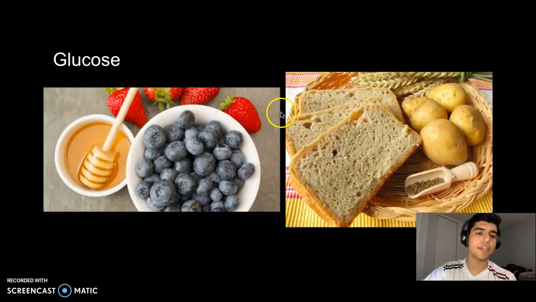So glucose, where can you find glucose? Like I said earlier, it's considered a sugar molecule. You can find glucose in actually a lot of our foods. You can find it in fruits, you can find it in honey, you can find it in bread, you can find it in potatoes. Basically think about something sugary, right, or starchy. That's where you can find glucose.